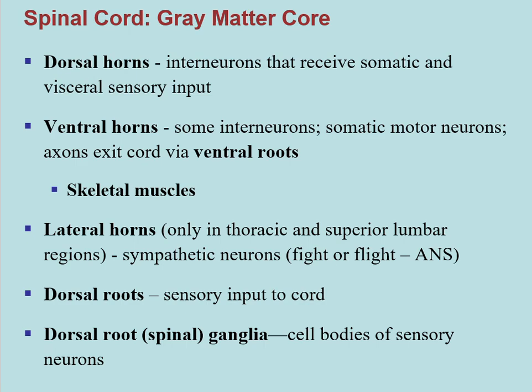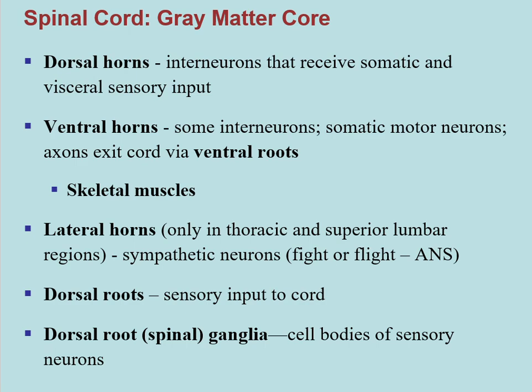They're only present in thoracic and superior lumbar regions, and they consist of sympathetic neurons, which are a part of your fight or flight autonomic nervous system. Then we have dorsal roots, which are where spinal nerves attach to the spinal cord in the back. And dorsal root ganglia, where cell bodies of sensory neurons are found.